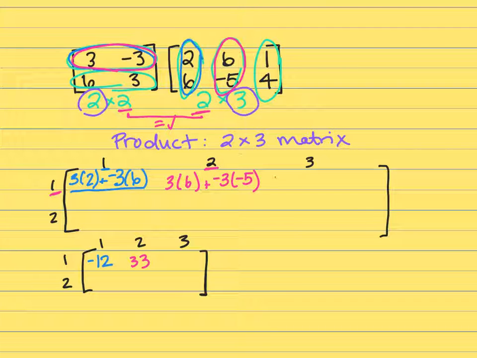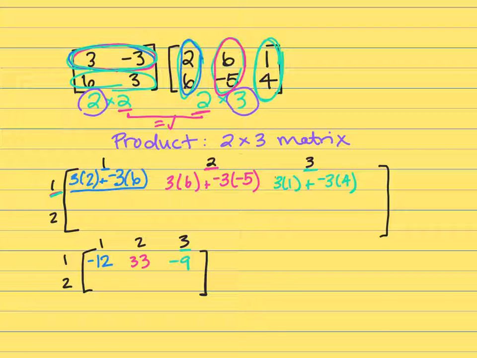Okay, so now we move to this third spot. Now we have the first row multiplied by the third column this time. So we have 3 times 1 plus -3 times 4. 3 times 1 is 3. -3 times 4 is -12. So 3 minus 12 gives us -9. So that's everything with the first row.